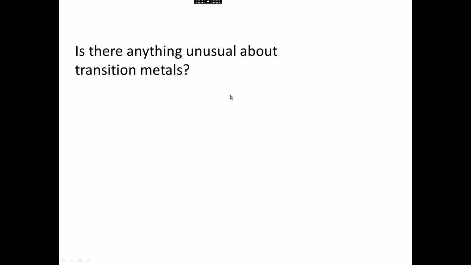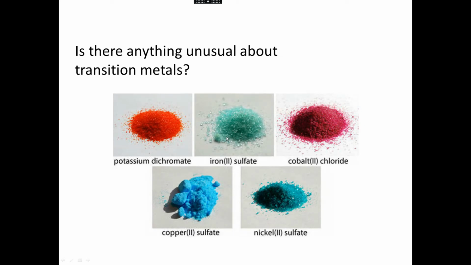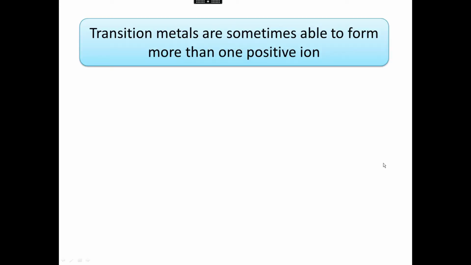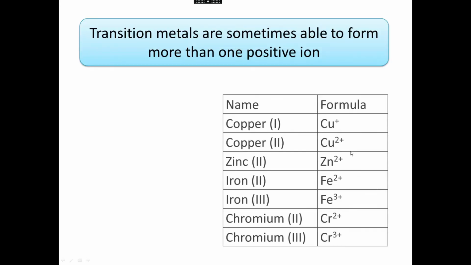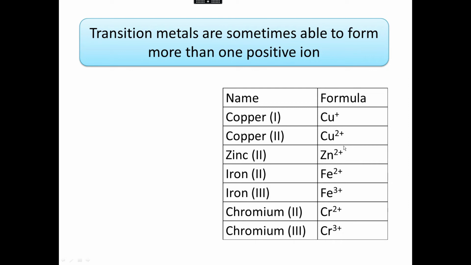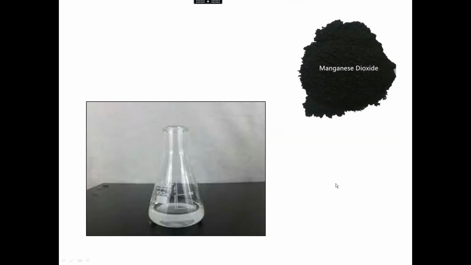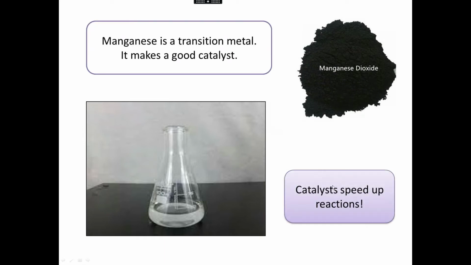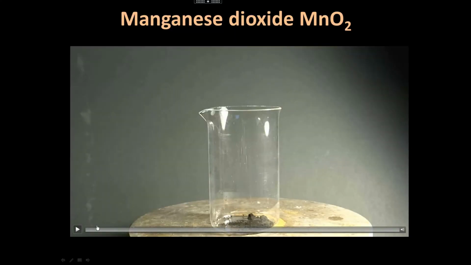We looked at some unusual properties of transition metals. They form coloured salts. That's another property that they have. Those salts are quite often soluble, and they form a range of positive ions. So we've already looked at the fact that, for example, chromium can be 2+ or 3+. What else have we learnt? Transition metals make good catalysts. They are good at speeding up chemical reactions. That is a chemical property that they have.